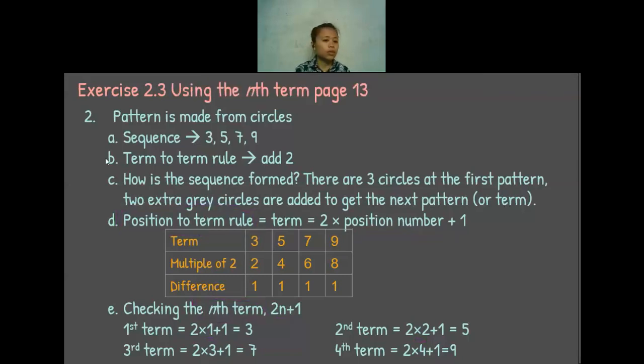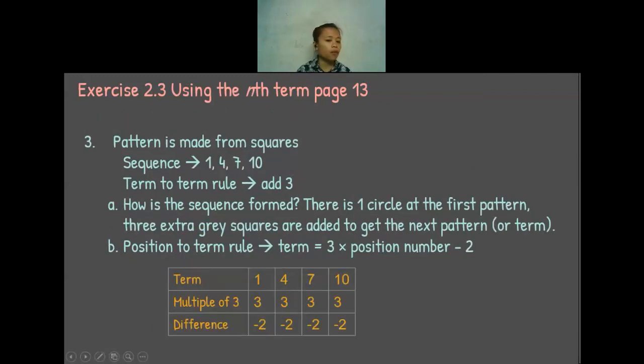For question 3, we already have the pattern. The pattern is made from squares. You can see the pattern in your workbook. I did not draw it in here. So we can find the sequence for the pattern, which is 1, 4, 7, and 10. The sequence is made from the number of gray squares on each pattern.